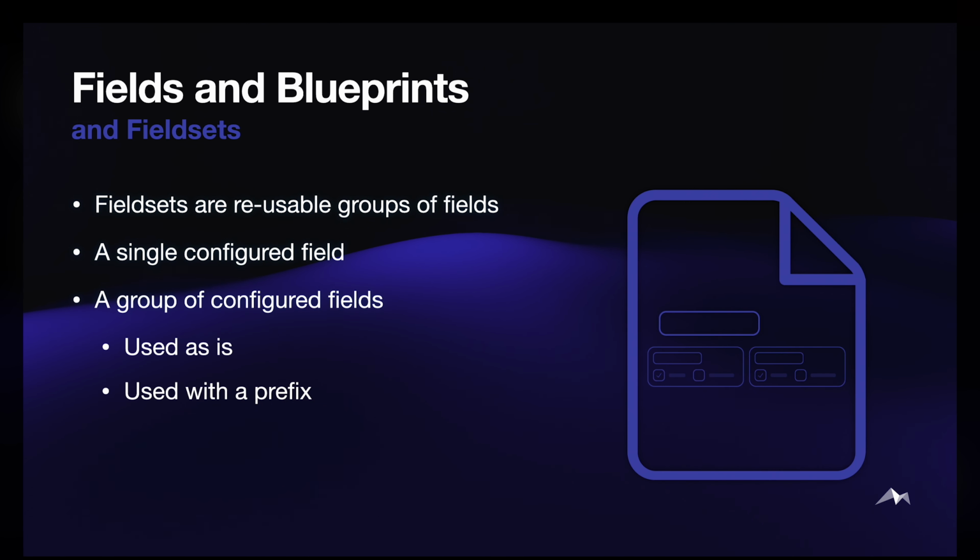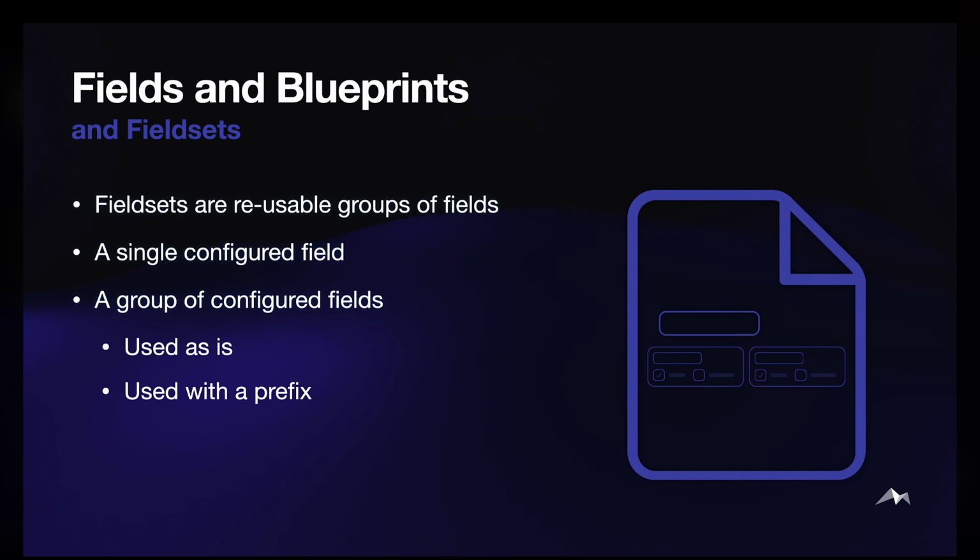For example, if you were to have a field set that defines the content for a column, you could have left column, right column, because you've got your prefix, but it's the same field set, so it can make management a little bit easier.